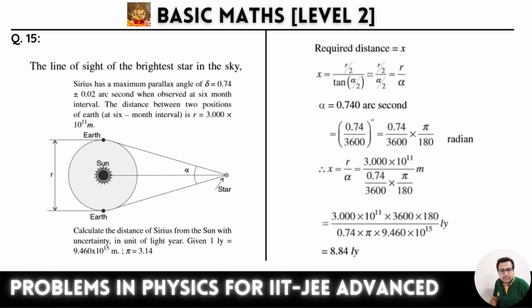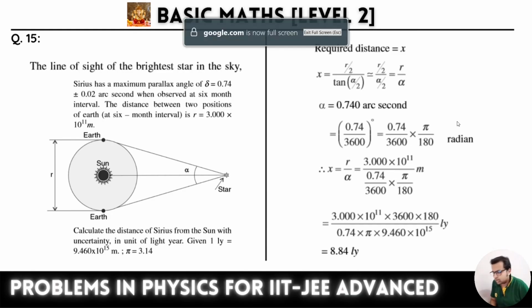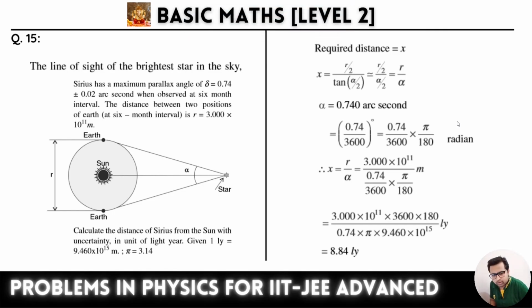So it is arc second. Okay, so we have to convert it into radians. There is a trick. If you have to convert arc second into degree, you have to divide that data by 3600. For proof, you can Google it out for the exact derivation, but it is a relation.